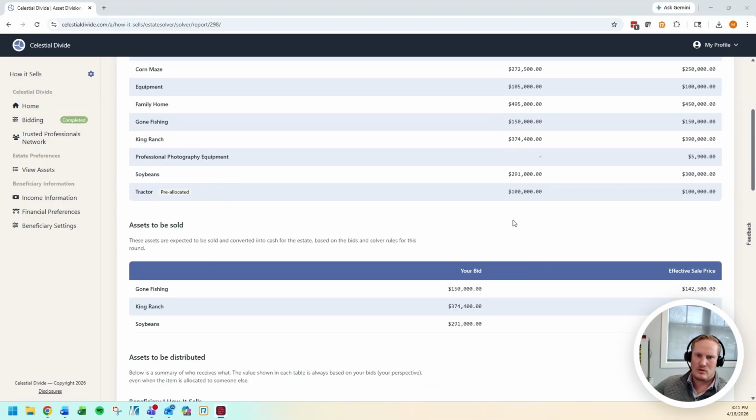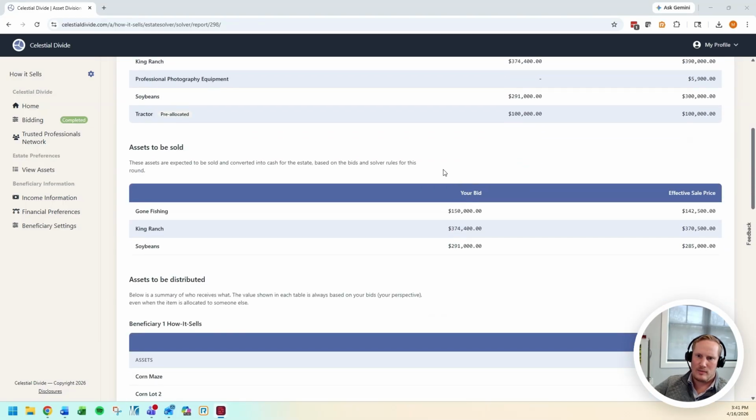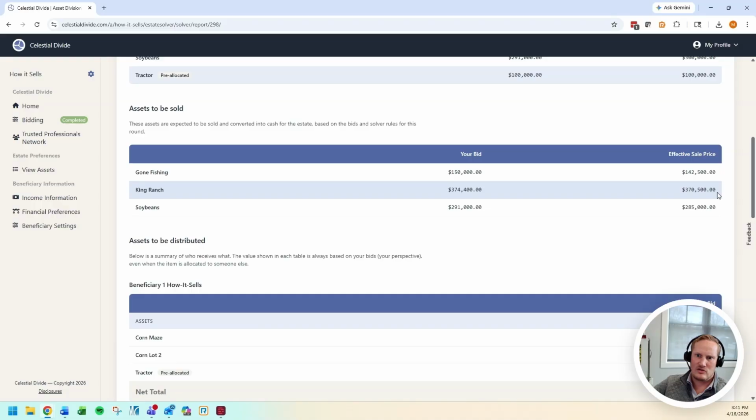The next is really meant to get that hard piece out in the open. So here are the assets that need to be sold. These assets are expected to be sold and converted into cash for the estate based on the bids and solver rules for this round. So Gone Fishing is their fishing pond and it needs to be sold for about 142,500. The King Ranch is going for 375,500 and the soybeans 285.